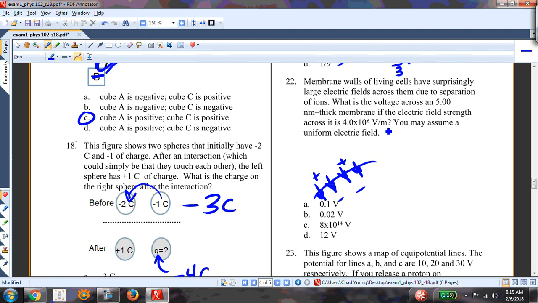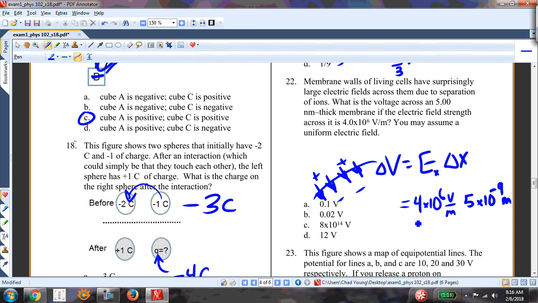So our voltage is equal to E times delta x. Actually, we had a little x subscript, I don't know if you recall that the voltage and the electric field are related in this way. It's our delta V. And so our change in potential across this electric field is going to be 4 times 10 to the 6 volts per meter times 5 nanometers, or 5 times 10 to the minus 9 meters. And that's going to be 20 times 10 to the minus 3, or 0.02 volts.